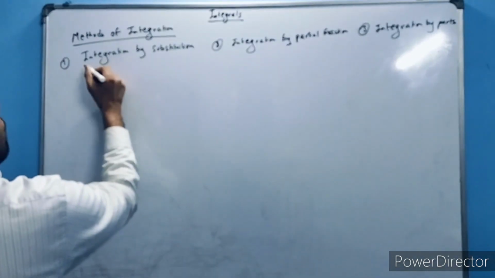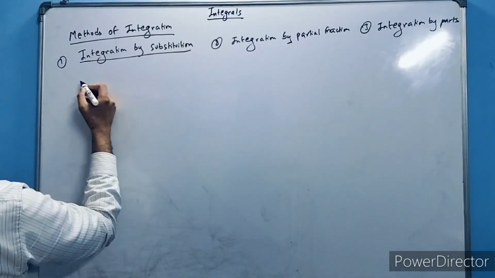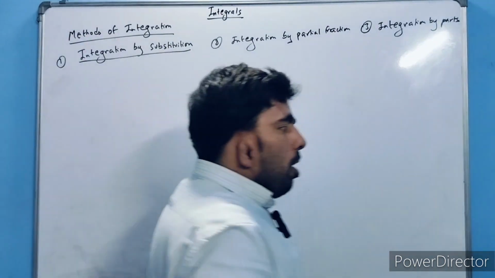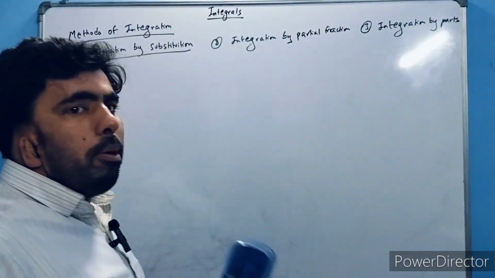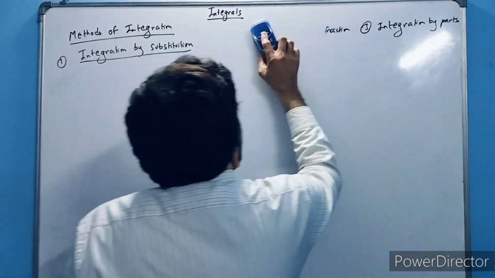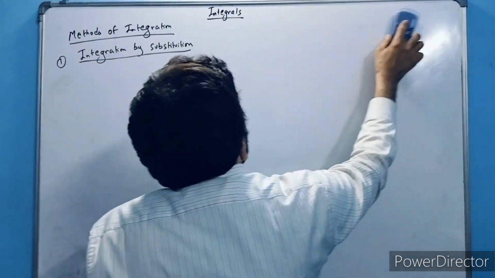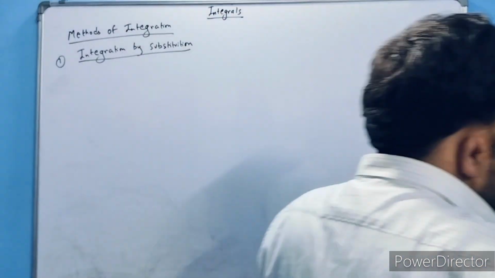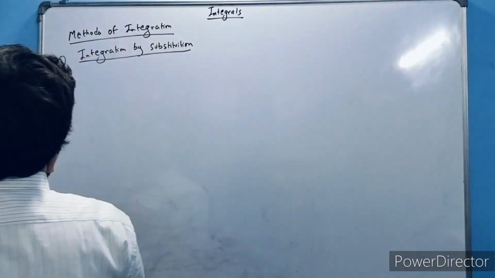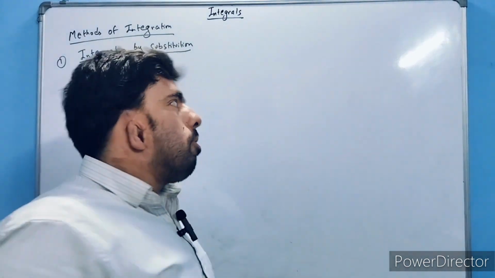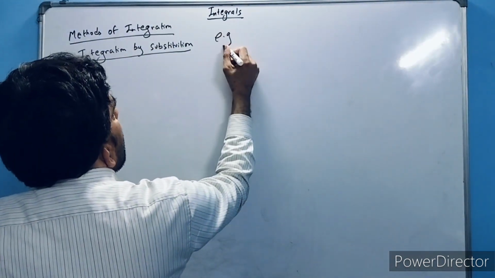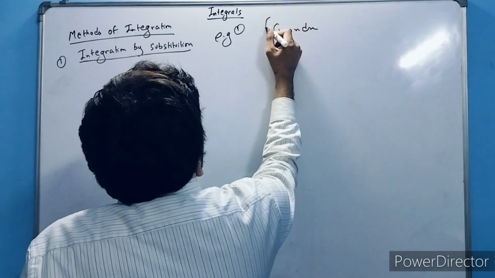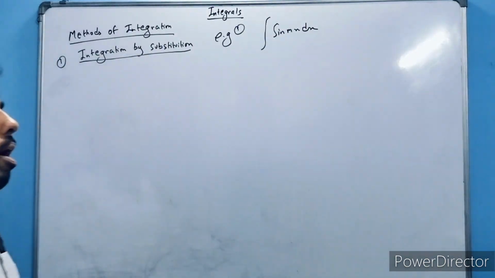So my first method is integration by substitution. We'll discuss these three methods one by one, and see how we are able to solve these numericals using such methods. Now let us take some examples of how we will apply the method of substitution. The first example: sin mx dx, which we have to integrate with respect to x.